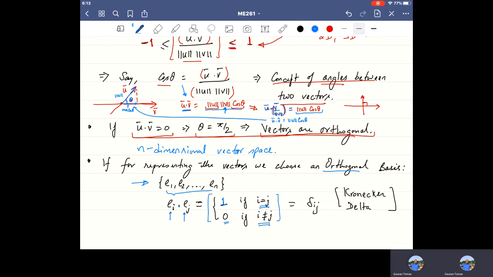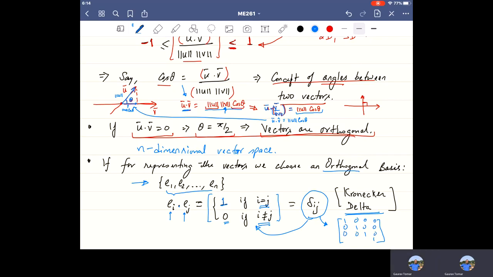This relation we can write as ei dot ej equal to delta ij. This is just a notation used to represent this property: if i equals j, then it's 1, and if i is not equal to j, it is 0. And we call this the Kronecker delta. That's a special name given to it. You can also see delta ij in matrix form: if i equals j, it's all 1, and if not, they're all zeros.